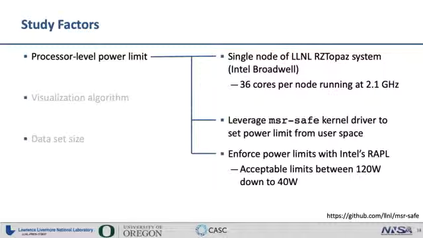This is a 64-bit register where you set the power limit over a particular time window, and the underlying firmware will change the underlying CPU frequencies to guarantee the specified power limit. So on this system, the acceptable power limits for the processor range between 120 watts down to 40 watts.